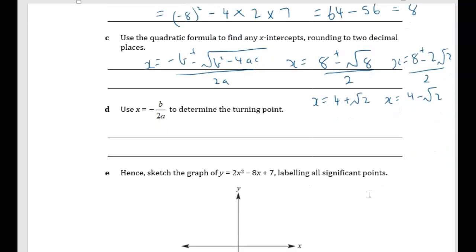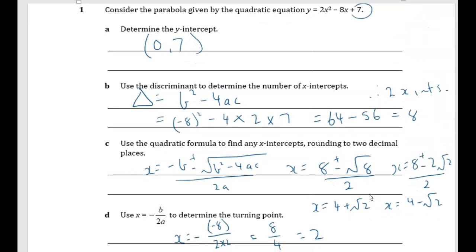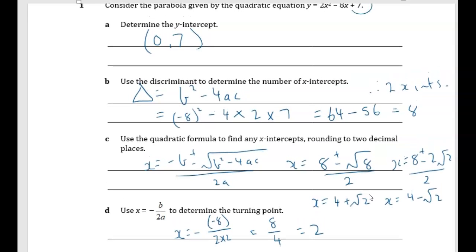Use x equals negative b over 2a to determine the turning point. So x equals negative. Now b is negative 8. I like to put in brackets because we don't want to get our negatives mixed up. And then a is 2. So negative and a negative just gives you 8. So 8 over 4 gives you 2. And then we substitute 2 back into our equation to get the y-coordinate. So the y-coordinate is 2 times 2 squared minus 8 times 2 plus 7. Running out of room.